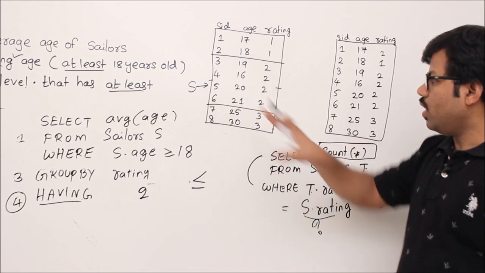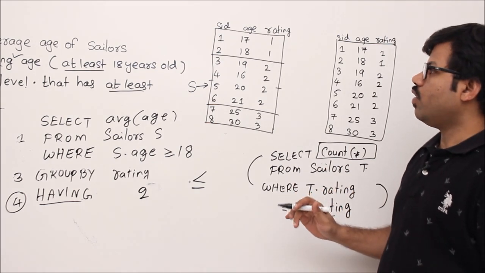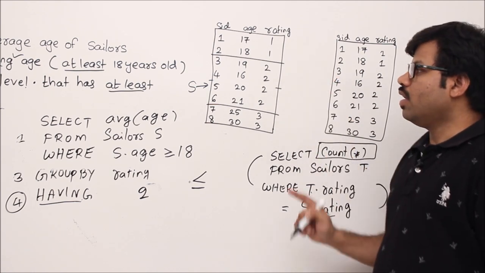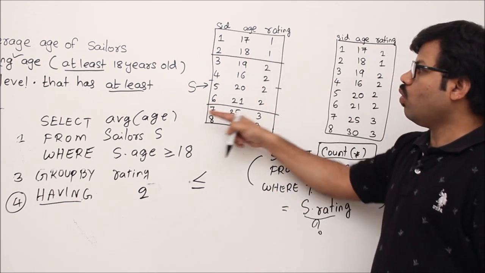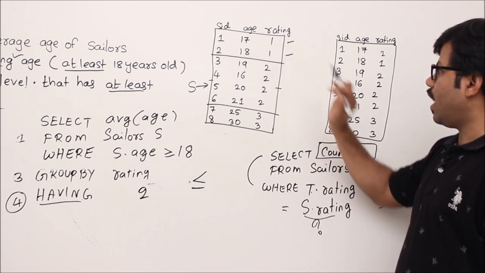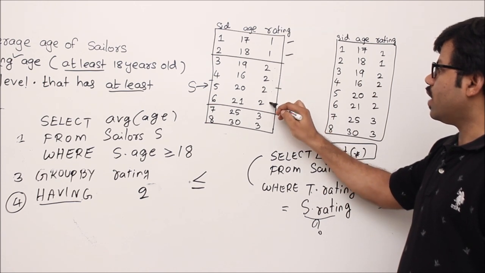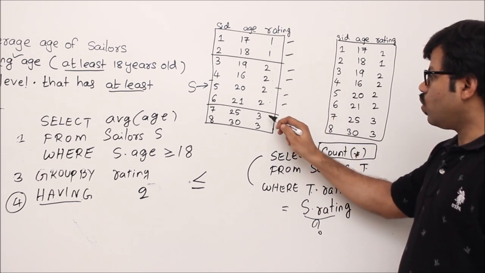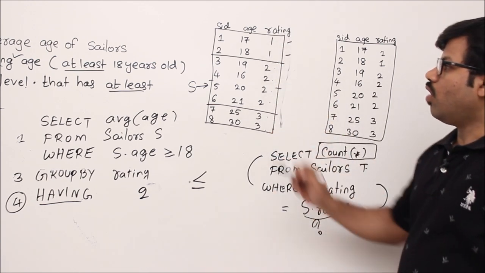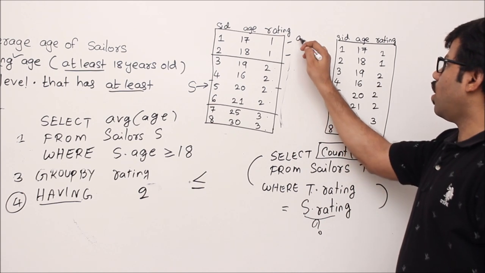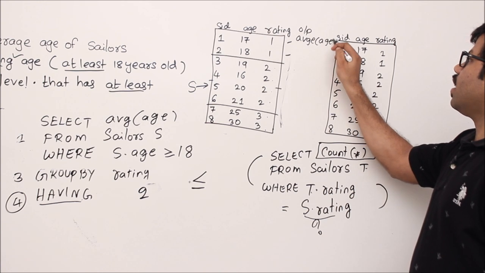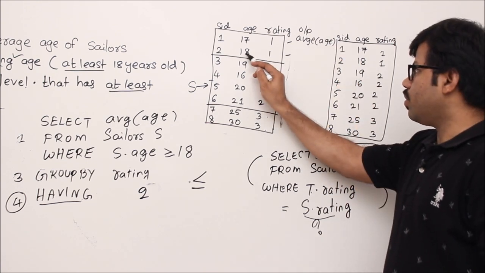So this is, let's say, a table. Our requirement is, we have to find the average age for only people with age greater than or equal to 18, and for every rating level that has at least 2 sailors. Yes, see, this group has 2 sailors, we have to compute. This group has 2 sailors, we have to compute. This group has 2 sailors, we have to compute. That means for every group we have to compute. What do we have to compute? Average age. Let me do that. Output is like this, average age. Okay, but only for people with age greater than or equal to 18. So this is the only person, right?